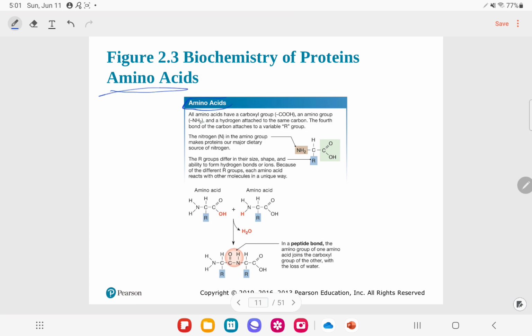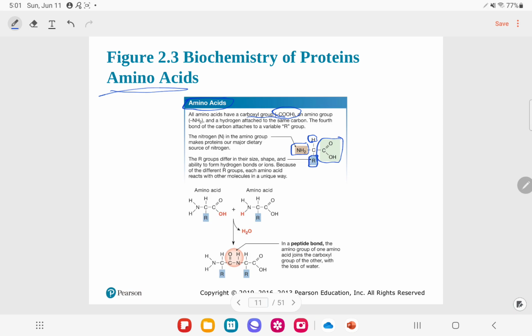The amino acids will make up proteins. All amino acids are going to have a carboxyl group, and they're also going to have an amino group. They're also going to have a hydrogen attached to that central carbon. What's going to be different is this R group. It's this R group that's going to really identify what kind of amino acid it's going to be. So this R group is going to be different, okay?